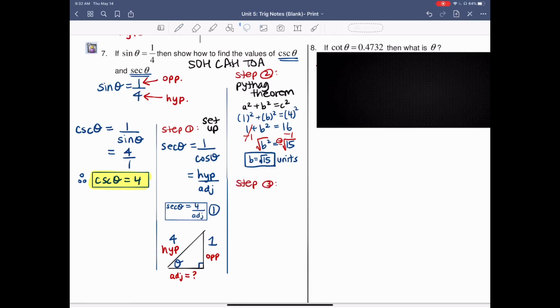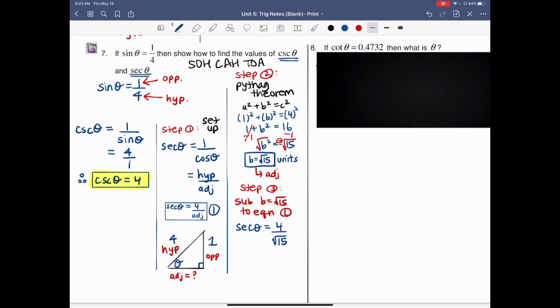Well, for step 3, what I need to do is gather everything that I know. And so basically my B, that is my adjacent. And so I'm going to go back to my diagram and say, well, that's going to equal square root 15. And so as my step, I'm going to sub B is equal to square root 15 into equation 1, because that is my adjacent. And so what I have is secant theta is equal to 4 divided by square root 15.